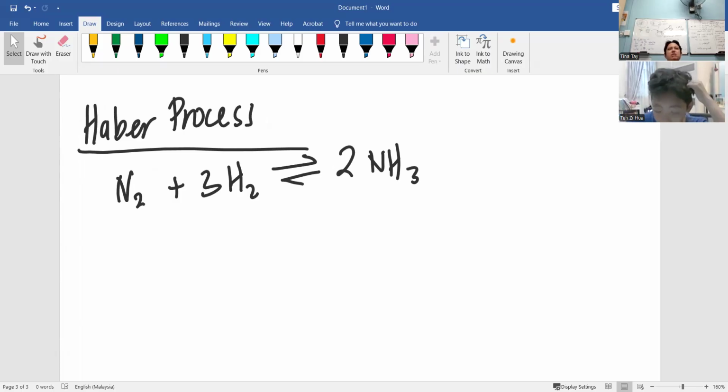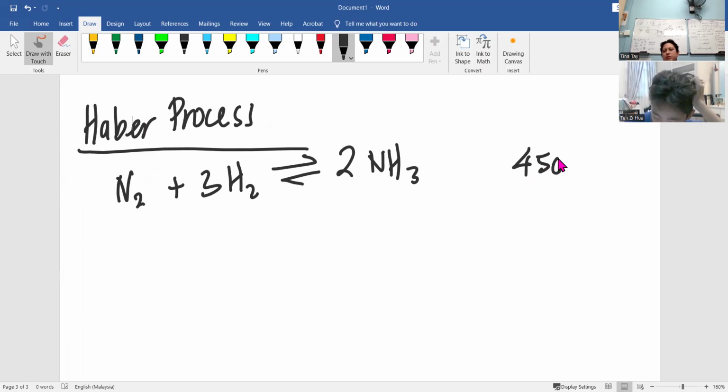Okay. So they use 450 degrees Celsius. Because the temperature is high enough to get a high rate, and low enough to get a reasonable yield.